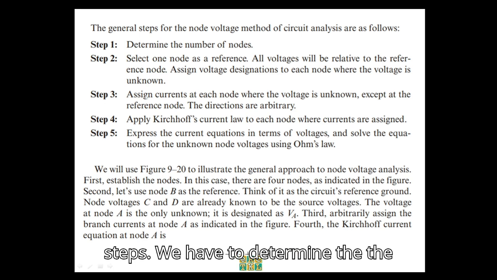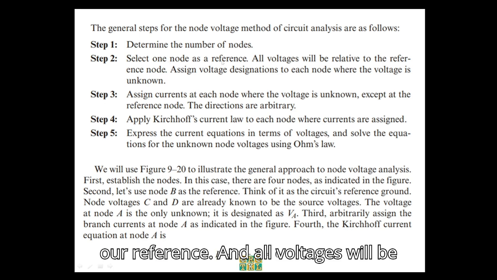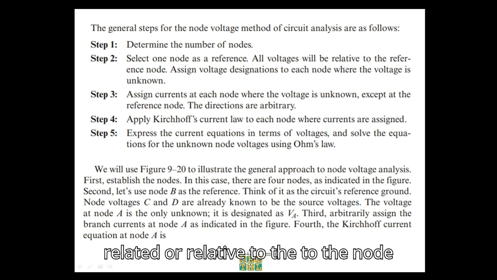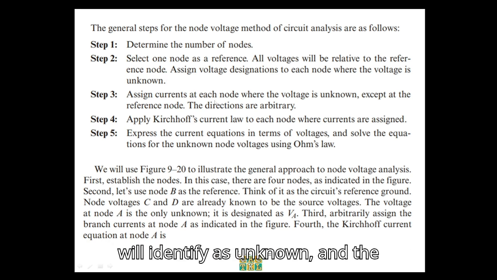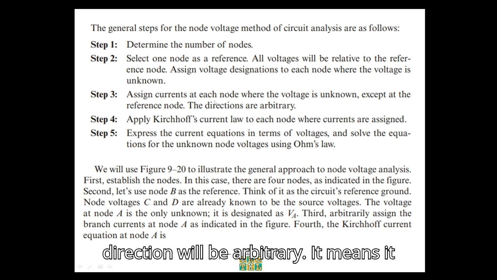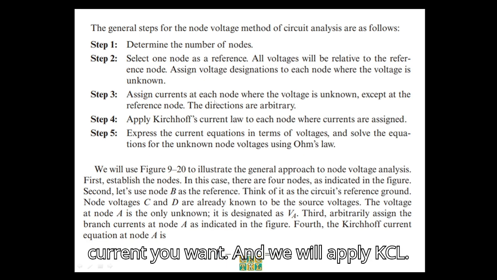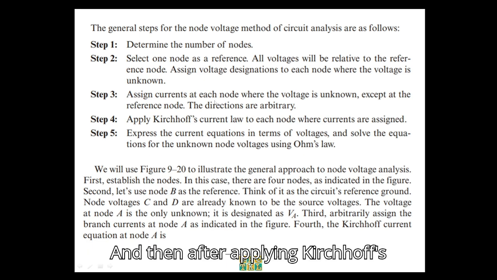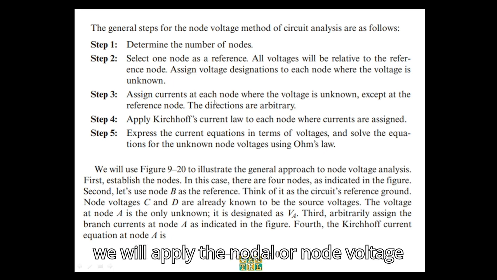And these are the steps. We have to determine the nodes, and we have to select one node as our reference, and all voltages will be related or relative to the node that you have chosen. And we have to assign the current at each node that we will identify as unknown, and the direction will be arbitrary. It means it depends on you, whatever direction of current you want. And we will apply KCL, and then after applying Kirchhoff's current law, we will apply Ohm's law, and we will apply the nodal or node voltage analysis.